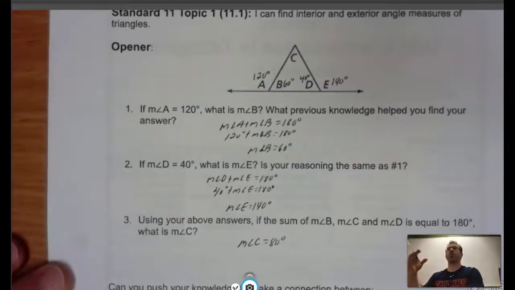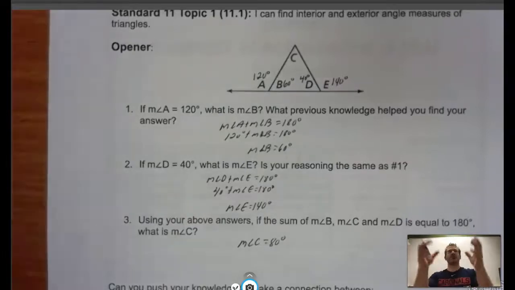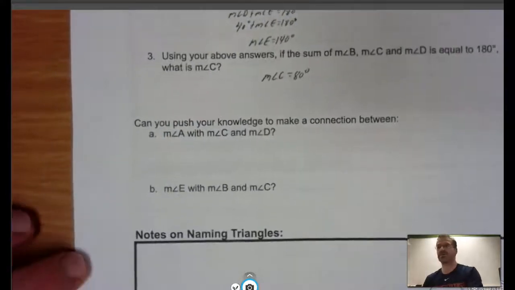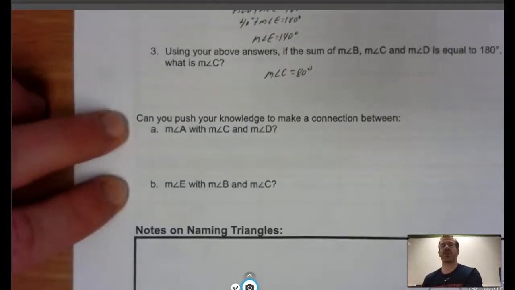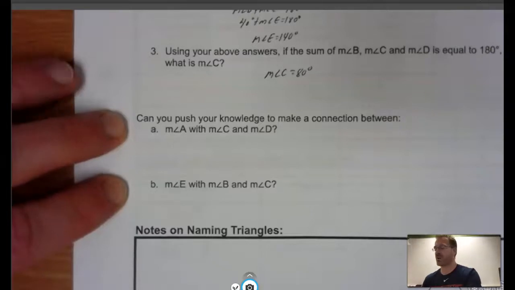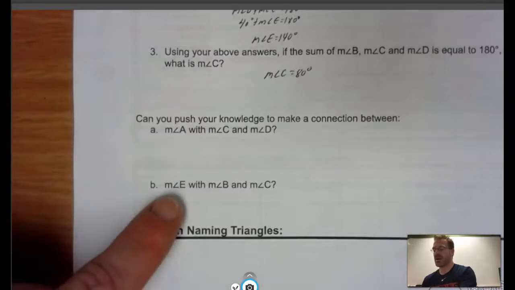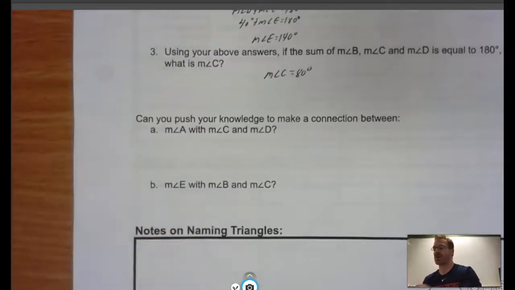All right, now what we're hoping is that you can now make some connections between this work and a couple of relationships within the triangle. So now, once again, I'm going to have you take a look at A and B here, and I'm going to let you pause the video and see if you can come up with the relationship between A and C and D and the measures of angle E and the measures of angle B and C based on the work that we have in the picture above. So once again, go ahead and pause the video, see if you can find that relationship, and then turn it back on.